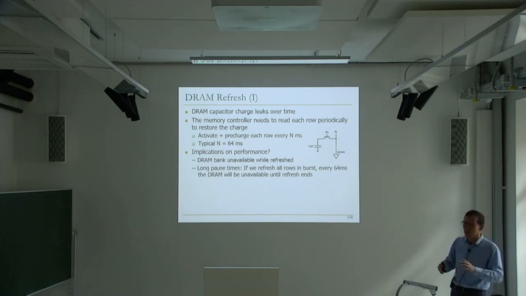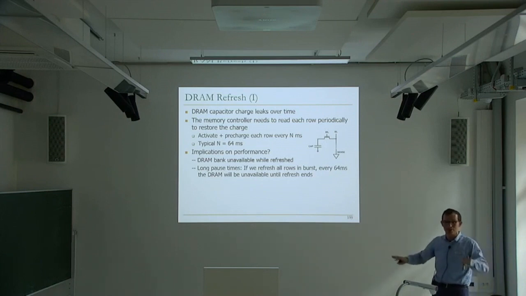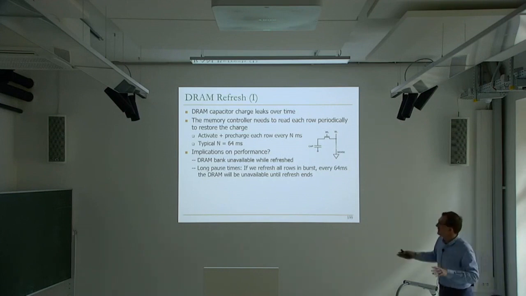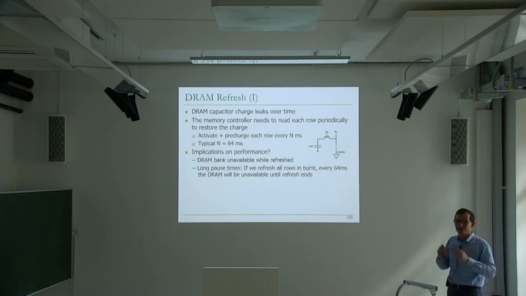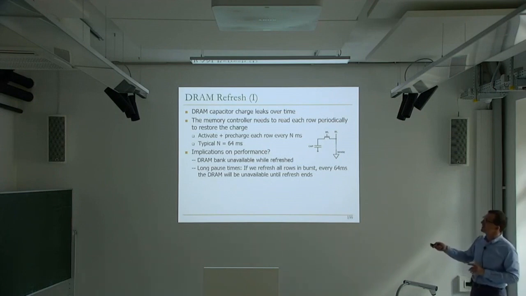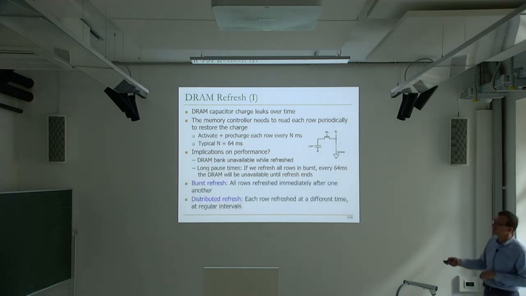We have a proposal where you could parallelize the refreshes to the access to the same bank. Again, the idea is building on the subarray level parallelism. Whenever one subarray is being refreshed, another subarray can be accessed. I think that subarray level granularity exposed to the memory controller is a really good thing. And of course, this leads to long pause times. If you actually refresh all rows in a burst every 64 milliseconds, the DRAM will be unavailable until refresh ends. It used to be the case. The memory controller used to do this, but quickly they figured out that distributed refresh is much better.